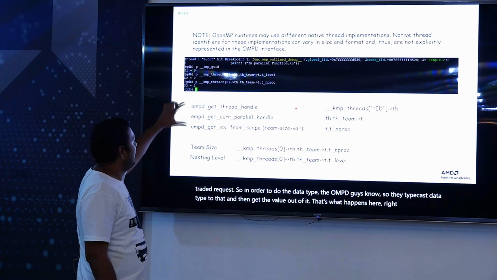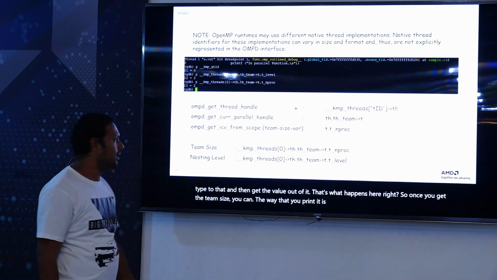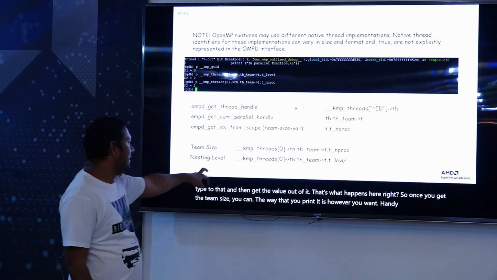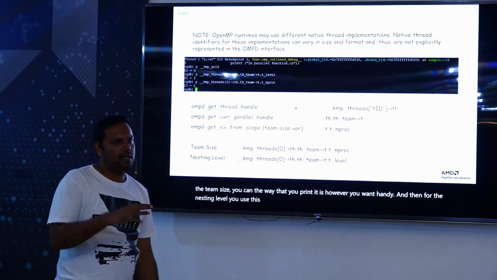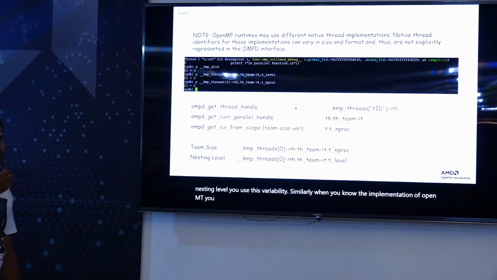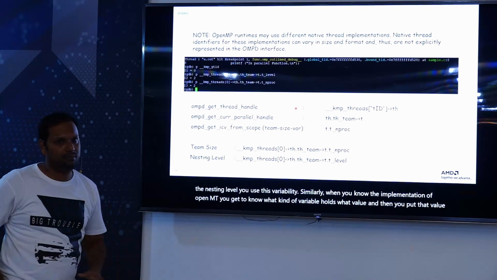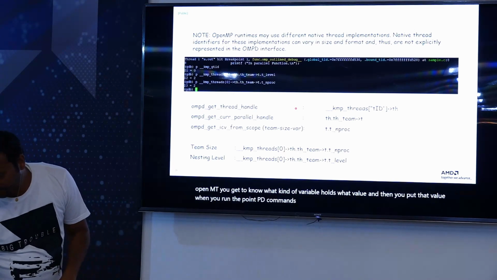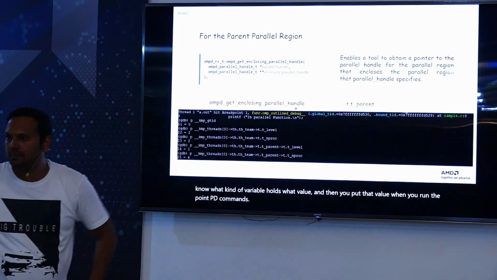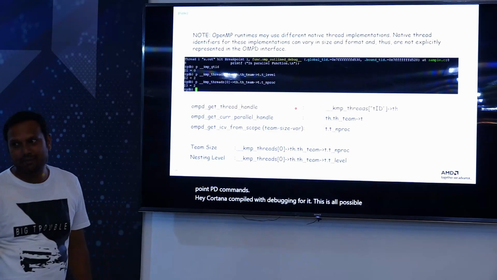So once you get the team size, the way that you print it is however you want. And then for the nesting level, you use this variable T level. Similarly, when you know the implementation of OpenMP, you get to know what kind of variable holds what value, and then you put that value in when you run the OMPD commands. So this is all possible only if you compile with debugging, with the libOMP debug information.